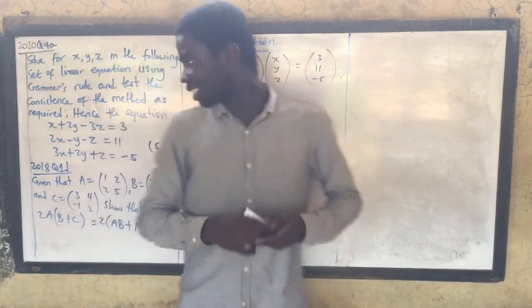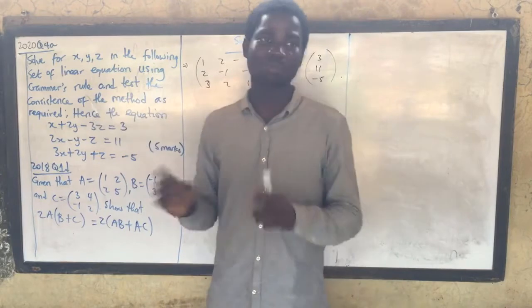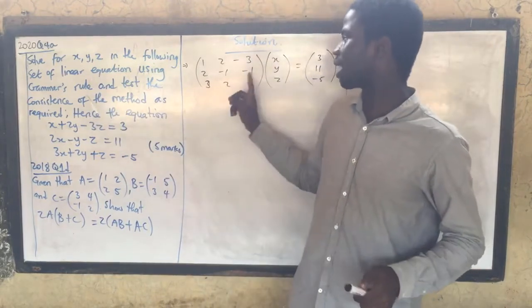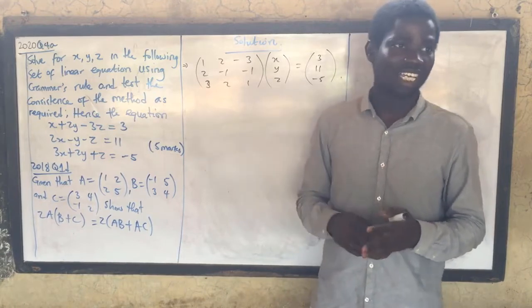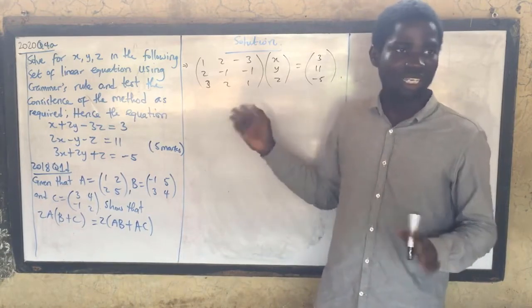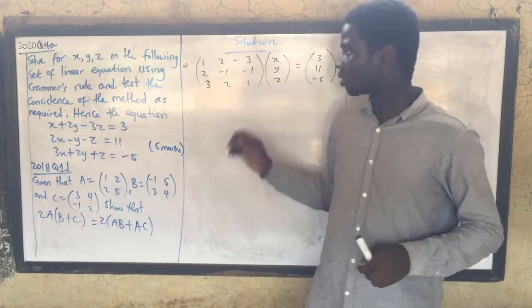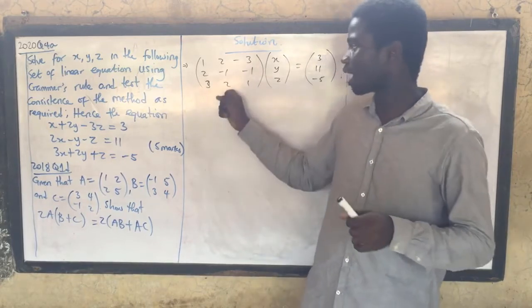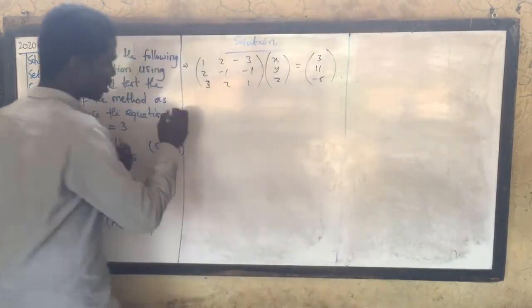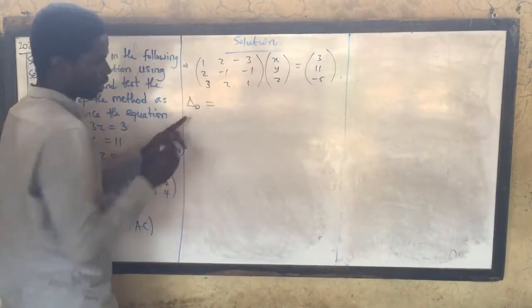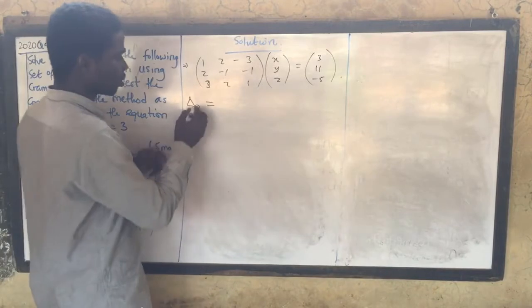So now, they say that you test for consistency of the method. It means that the determinant of this coefficient matrix must not be 0. That's the meaning of consistency. If it's equal to 0, then that means it's not consistent. Do you understand? So to test for the consistency, find the determinant of this matrix, and we call it delta naught.